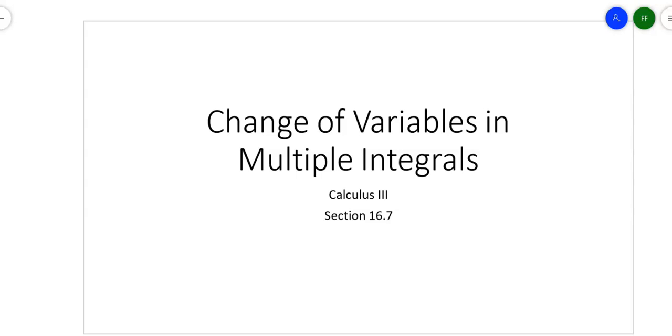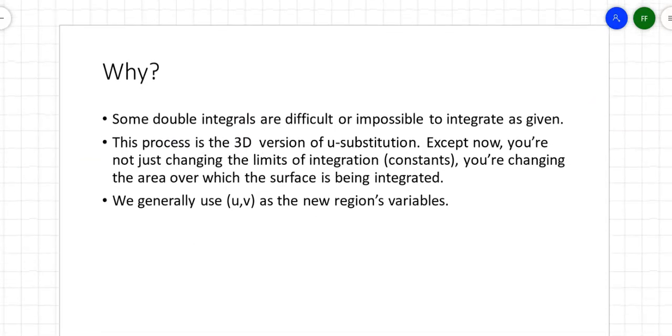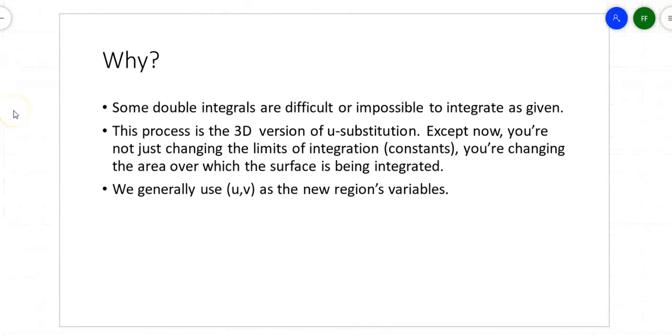So in Calc 1, probably at the end of Calc 1, you did U substitution, where you took a region and you changed those limits of integration to make it an easier function to integrate. Well, here we're going to do something similar, except what we're really focused on now is trying to make that region a nice region to integrate. Rather than one of those regions that are defined by multiple functions or maybe impossible to set up a boundary on the base for, if we can turn that into a rectangle, that's a whole lot easier. So now we're changing the area over which the surface is being integrated. Generally, we use U's and V's as the new region's variable.